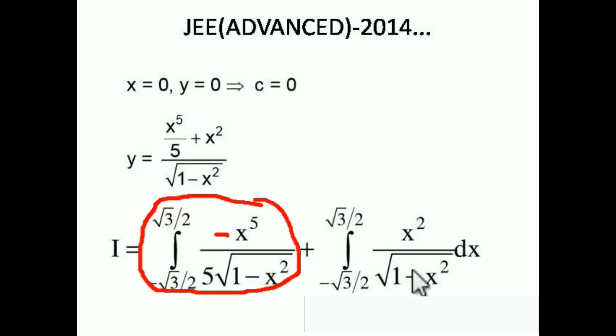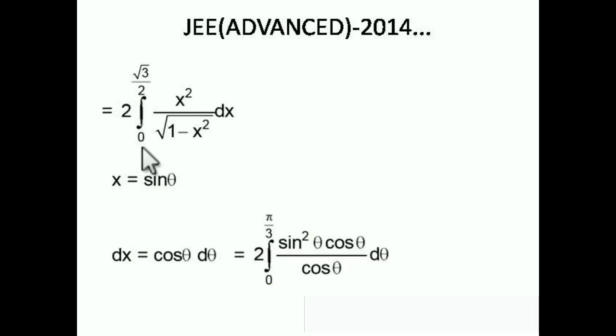Now put x is equal to minus x here. So the function doesn't change. That means it is an even function. So now the integration becomes 2 times 0 to root 3 by 2 x square upon 1 minus x square dx. So we have to just integrate this part, and this is an even function, so it becomes 2 integration 0 to root 3 by 2 x square upon 1 minus x square dx.